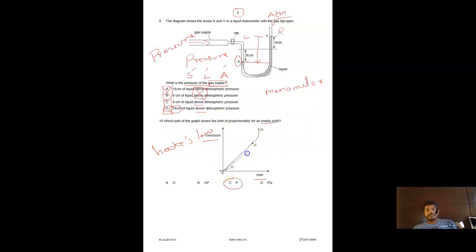You have to see the end of the straight line. This is the end of the straight line. At this point, the name of the point is called elastic limit or limit of proportionality. So this is not a region. They did not ask for a region. They asked for the limit of proportionality, which means it is a point, just a point. The name of the point is elastic limit. That is the end of the straight line. The point is P, students.